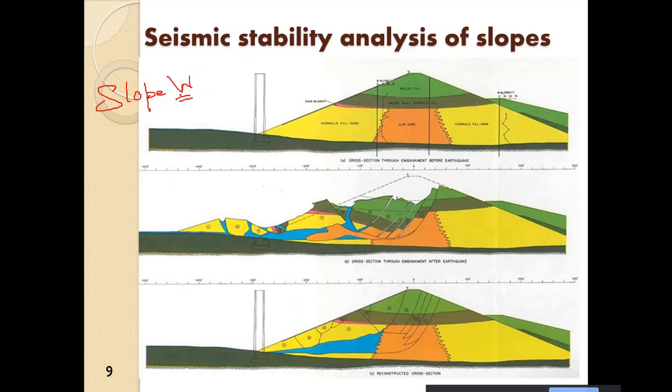This particular case has been addressed as a verifying case, so you can find that out also. What happened here was that a soil region beneath the dam got liquefied. So this region inside the dam got liquefied.